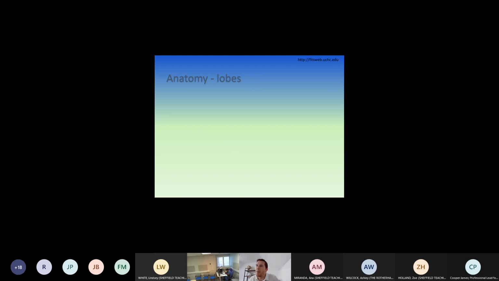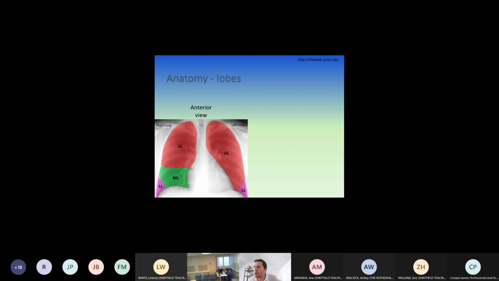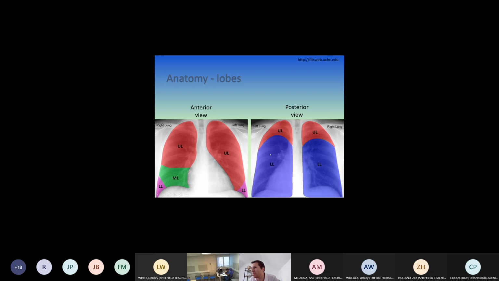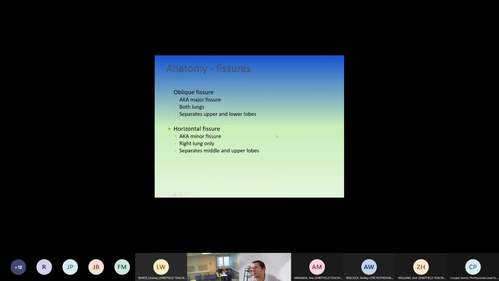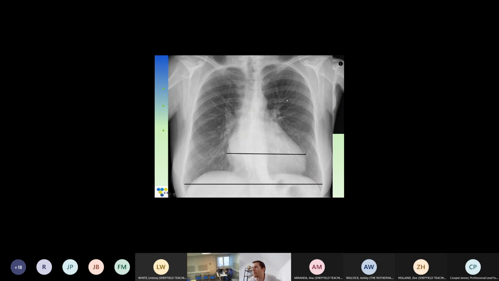So we'll make a brief start on anatomy. Most of you will probably know that there's 3 lobes on the right: the upper lobe, middle lobe, and lower lobe, and 2 lobes on the left: the upper lobe and the lower lobe. If we look from a posterior view, we can see how high the lower lobes come. So if I'm looking at this chest X-ray, I could have a nodule sat there, and that could be in lower lobe, because the lower lobe comes almost to the top of the chest.